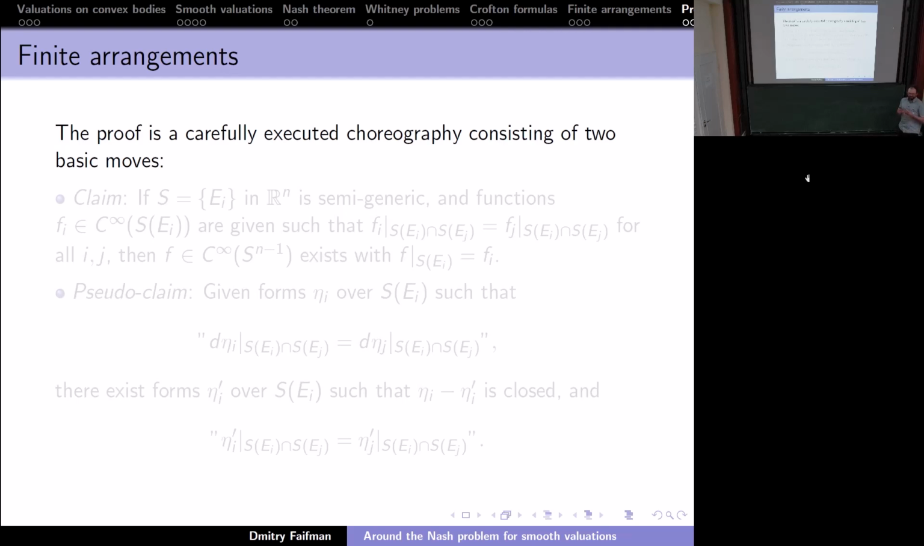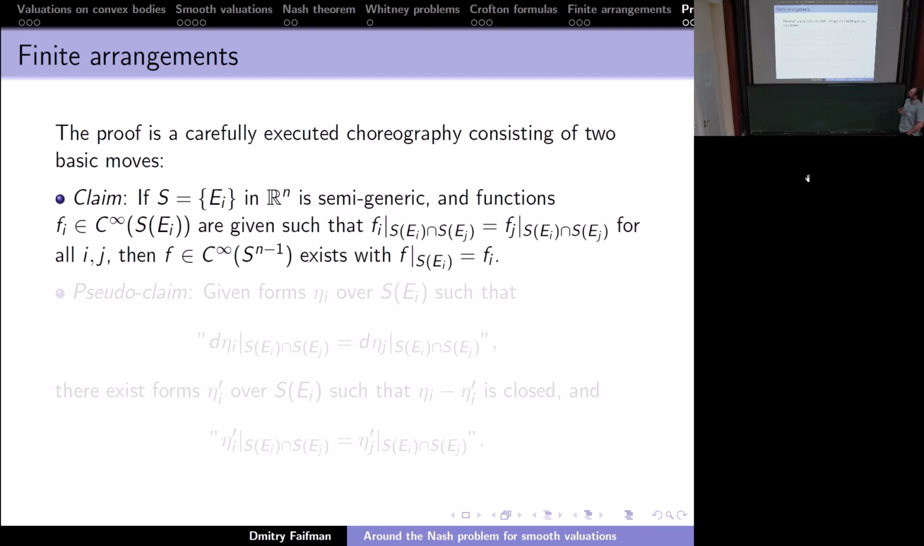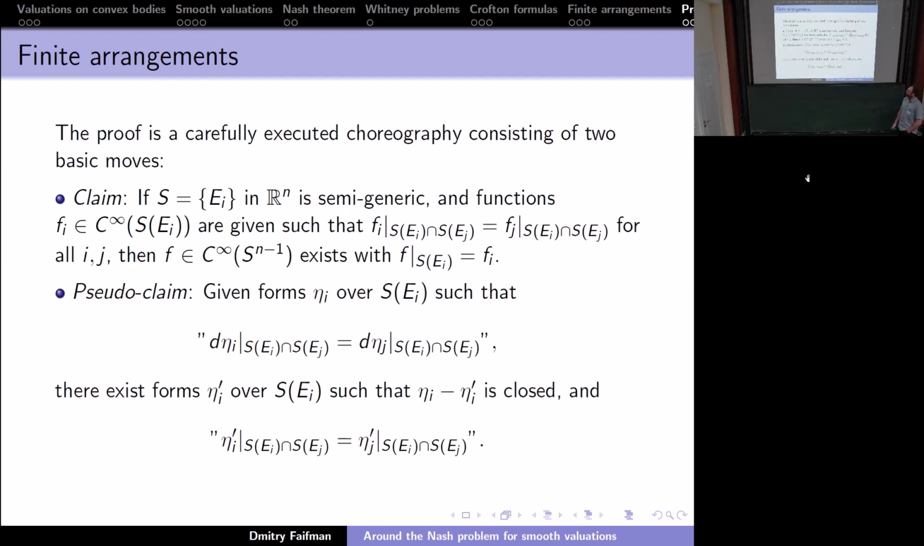So basically, it's a complicated proof, but there are just two basic building blocks which are kind of simple to explain, at least non-formally, so I will try to do it. The first is actually a formal claim. If you have a semi-generic collection of subspaces in R^n, and some smooth functions on the corresponding spheres in R^n, which coincide on the intersections, then it's a nice exercise to show that there is a globally defined smooth function with those restrictions.